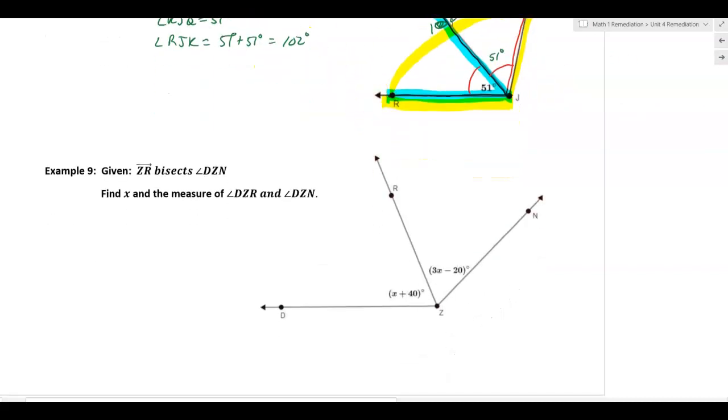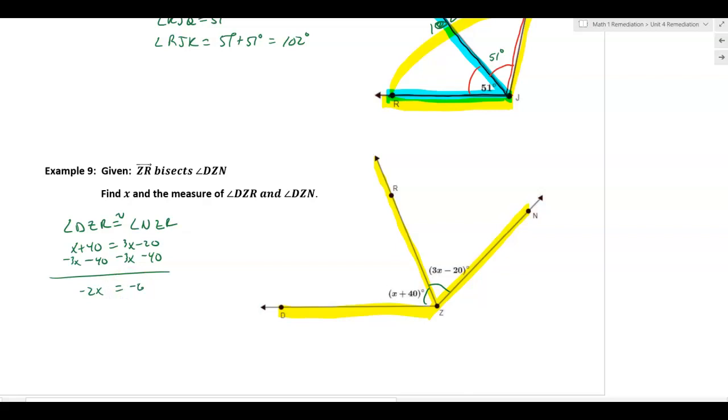Okay, the next example, they tell you ray ZR bisects angle DZN. Right away, this angle's congruent to this angle. So if angle DZR is congruent to angle NZR, I know right away that those angle measures are equal. So I'm basically just going to say x plus 40 is equal to 3x minus 20. Now I can go and solve for x. So negative 2x equals negative 60. Divide by negative 2. X is equal to 30.